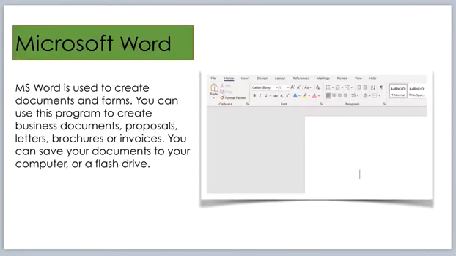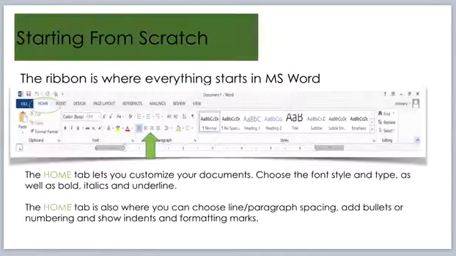So we'll start with Microsoft Word. It's a word processing program that you can use to create documents and forms. You can do letters, resumes, proposals, invoices. The sky's the limit. And you can save your documents to your computer or a flash drive. So when you start, basically the ribbon is where everything is that you're going to use in Microsoft Word.